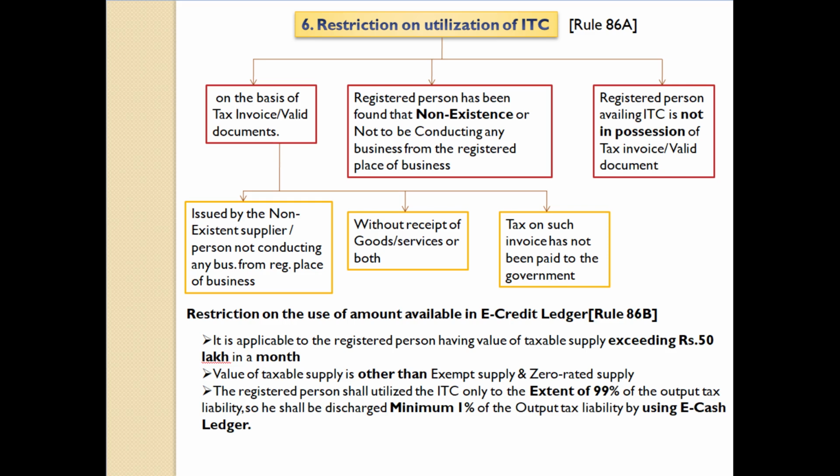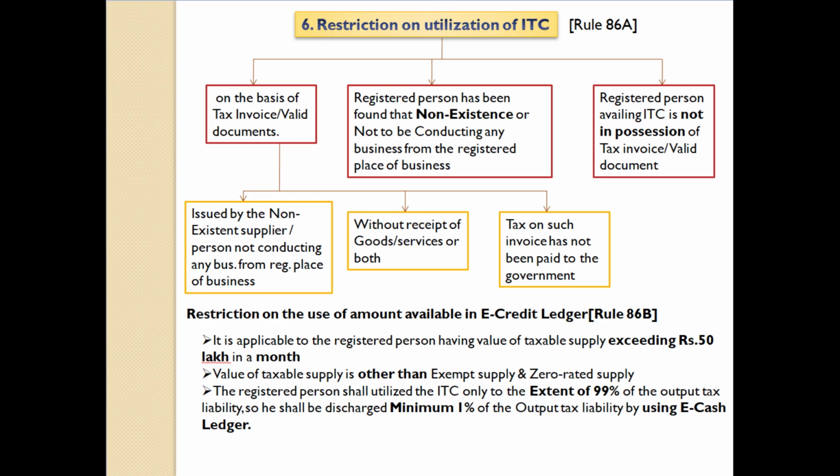The next topic is restriction on utilization of ITC, which is Rule 86A. The restriction is imposed in three circumstances. The first is if ITC is availed on the basis of a tax invoice or valid documents issued by a non-existent supplier, which means the supplier is not conducting any business from the registered place of business, then ITC is not available to that person. Without receipt of goods or services, he cannot claim the credit. And also he must pay the tax to the government with respect to such supply.